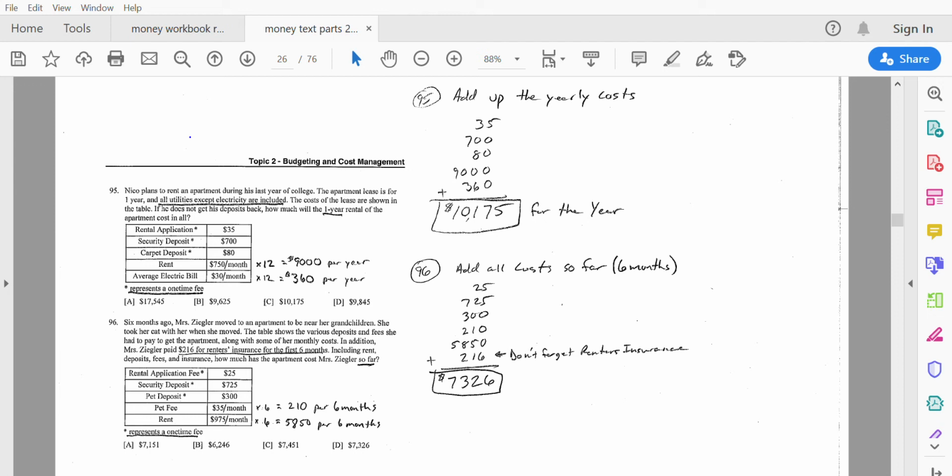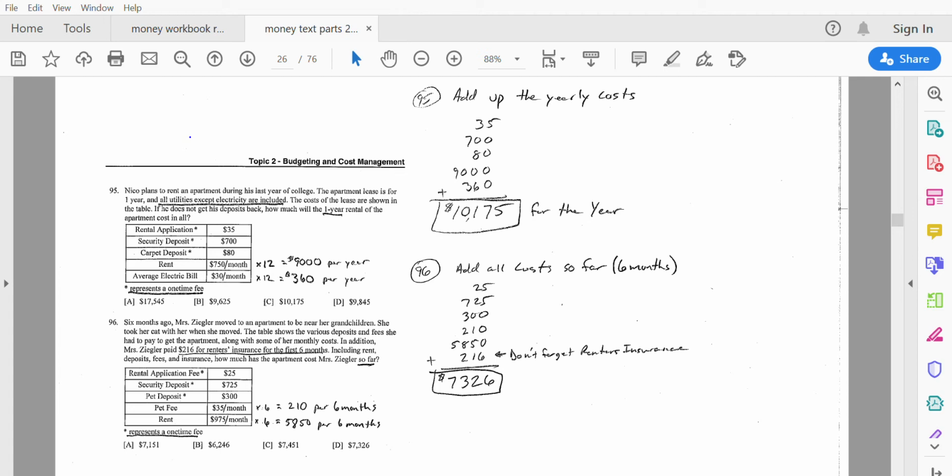Number 95. Nico plans to rent an apartment during his last year of college. The apartment lease is for 1 year, and all utilities except electricity are included. So things like gas and water are all included in the rent. It says the cost of the lease are shown in the table. If he does not get his deposits back, how much will the 1 year rental of the apartment cost in all?